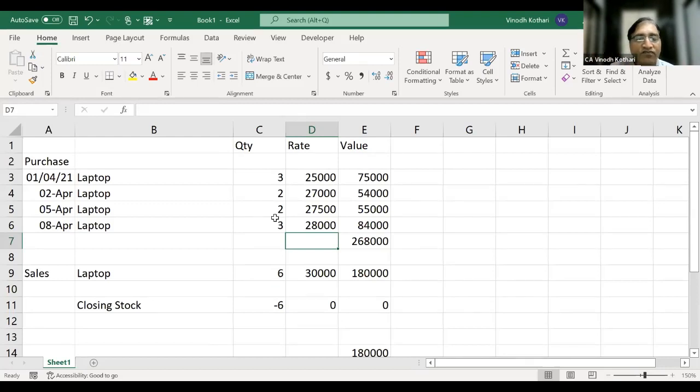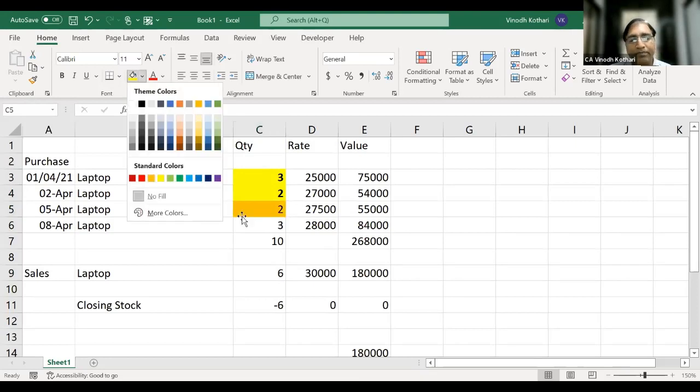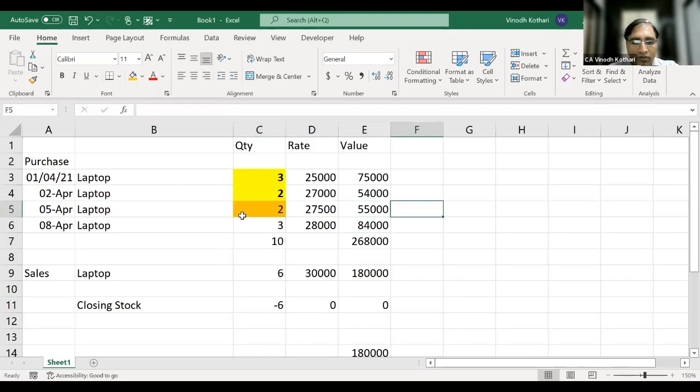What do you mean by first in, first out? You have purchased totally 10 laptops. In these 10 laptops, how many have you sold? 6 laptops. So how did you sell these 6 laptops? It is assumed that the first laptops purchased are sold first. Out of this, these 3 laptops are sold. Then the next 2, total 5, and out of this, 1 laptop is sold. So what is remaining? 1 quantity is remaining, and 3 quantity is remaining.